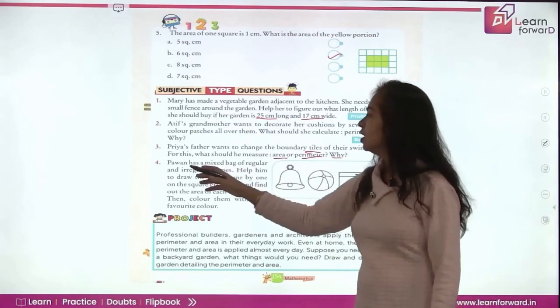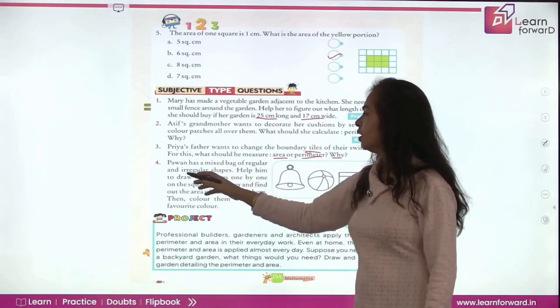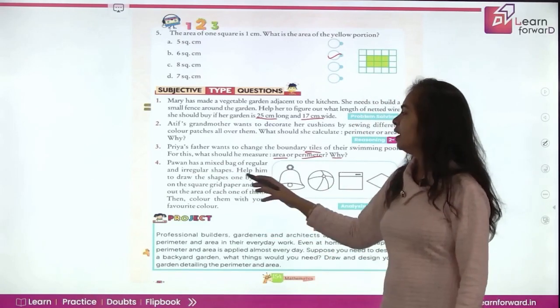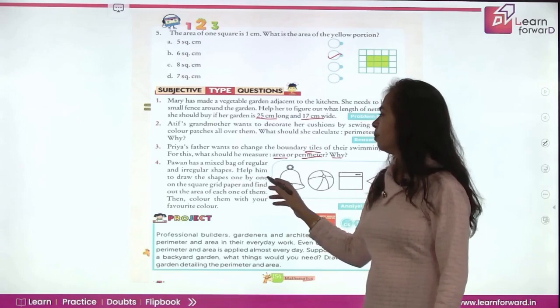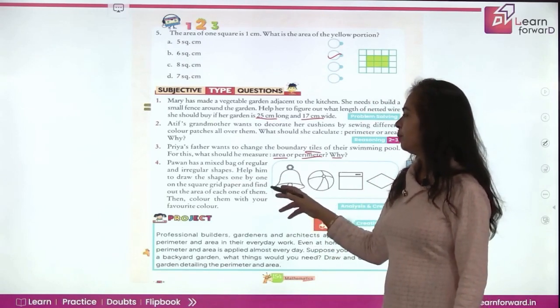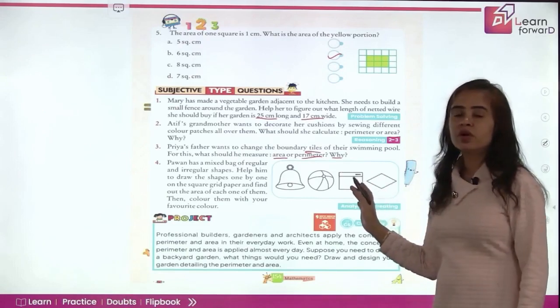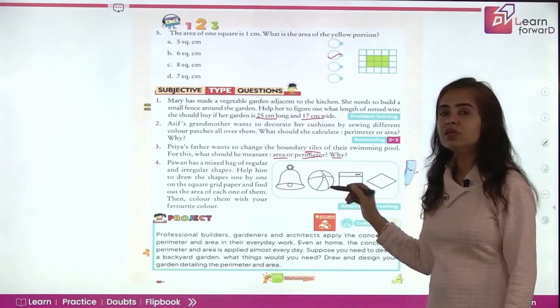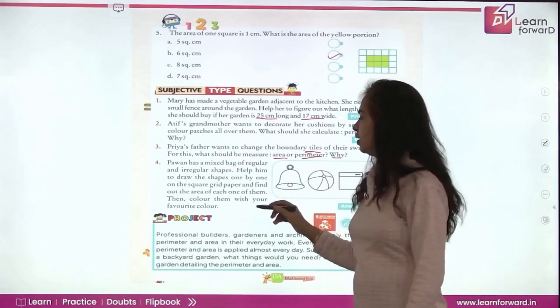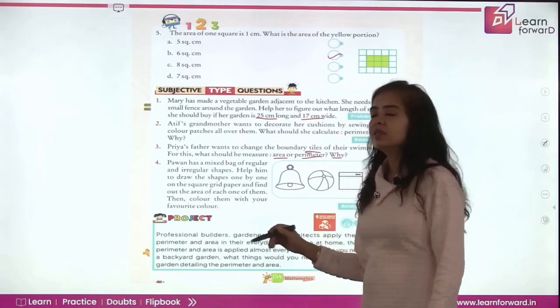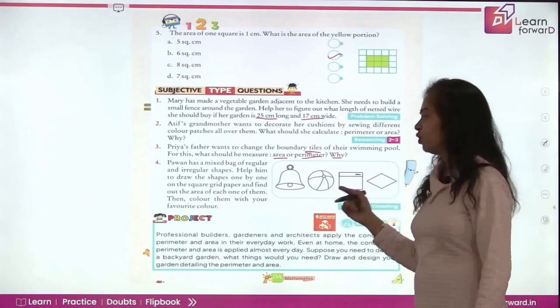Yes. Next, Pawan has a mixed bag of regular and irregular shapes. Help him to draw the shapes one by one on the square grid paper and find out the area of each one of them. So you'll be just drawing on square grid paper and counting the squares there to find out the area. And then you have to color them also with your favorite color. So, for you to do.